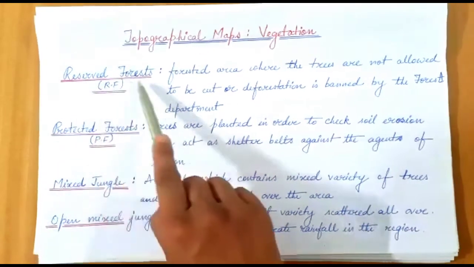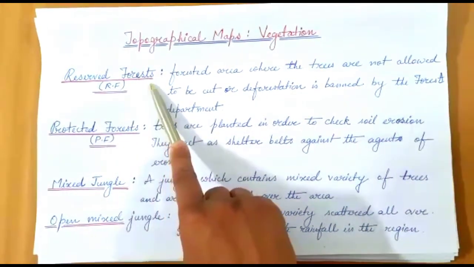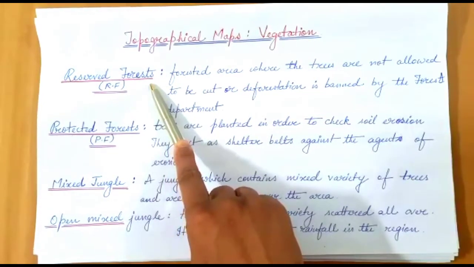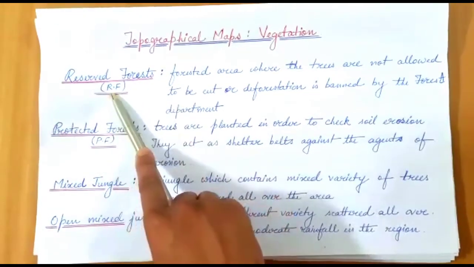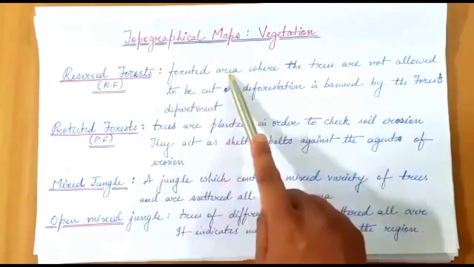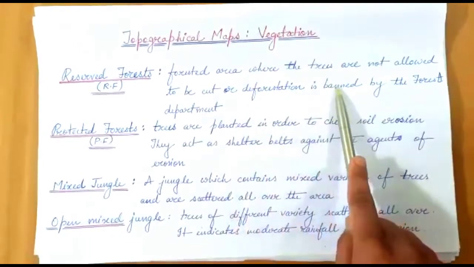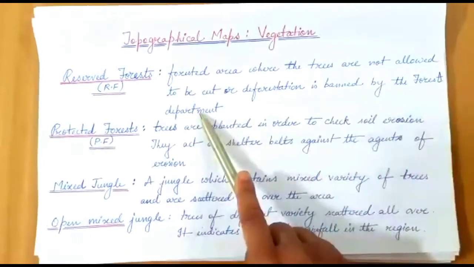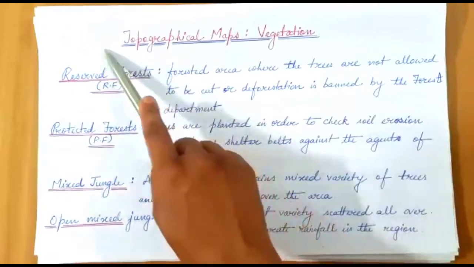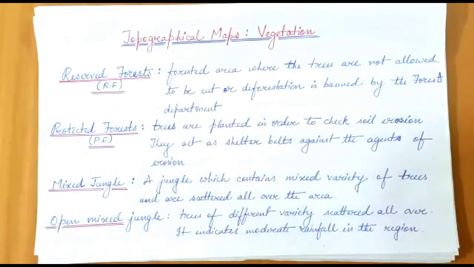Reserved forests are written in the topographical map and mentioned there as RF. It is a forested area where the trees are not allowed to be cut or deforestation is banned by the forest department. So when we find reserve forest in a topographical map, we need to understand that this area is protected and it's not allowed to cut trees here.